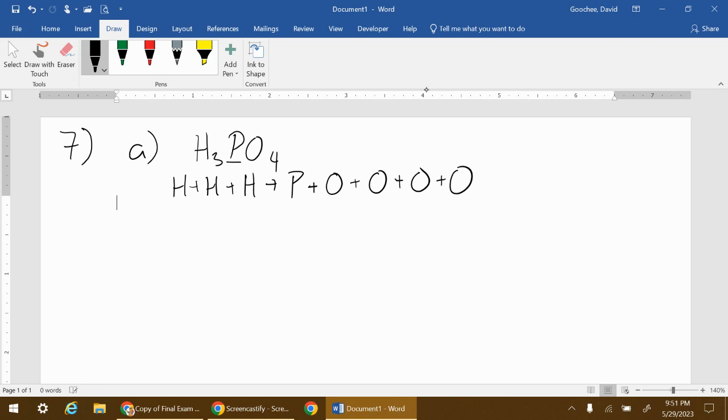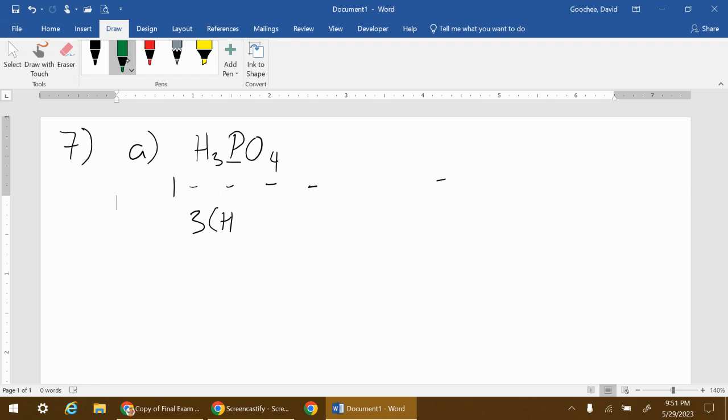Now, this is a real bother to write down. So instead of H plus H plus H, we can just say this is 3 hydrogens. And I'm going to do this in a different color so it's not as confusing. Instead of all that, we can say this is 3 hydrogens plus a single phosphorus plus 4 oxygens. And where do these numbers come from? They come from the periodic table.